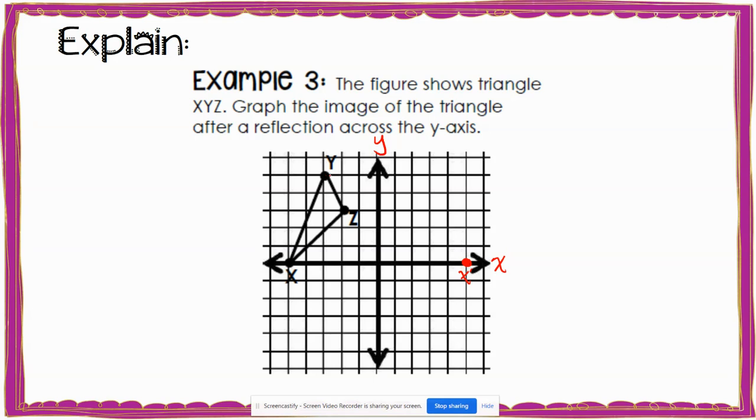For Y, I see that I need to move right, so I'm going to move right 1, 2, 3. So I'm going to continue 1, 2, 3 more, and here is Y prime. For Z, I'm going to move 1, 2 right, so I'm going to have to move 2 more right, and that gives me Z prime. And now all I have to do is connect these points, and I can make my triangle that has been flipped.